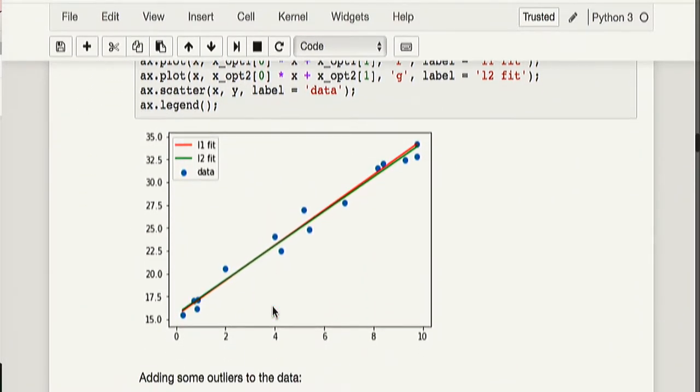If we plot the results of the optimization process, we get this. The blue points are the points generated with a little bit of random noise to change their behavior a little. And as you can see, the reconstruction or the fitting through the L1 norm and the L2 norm are very similar. Both of them work very well.